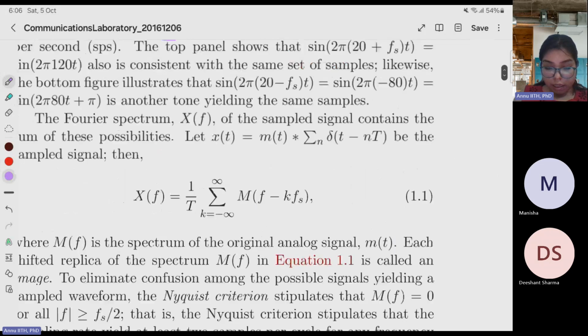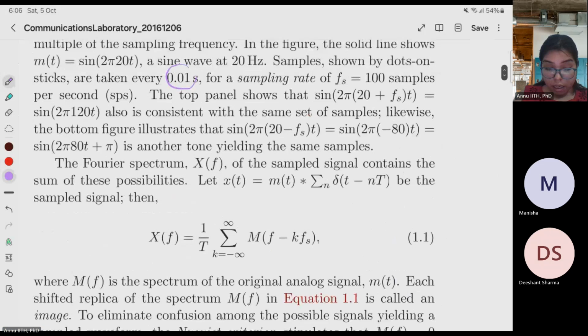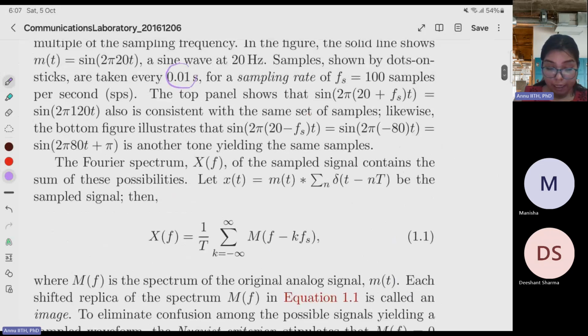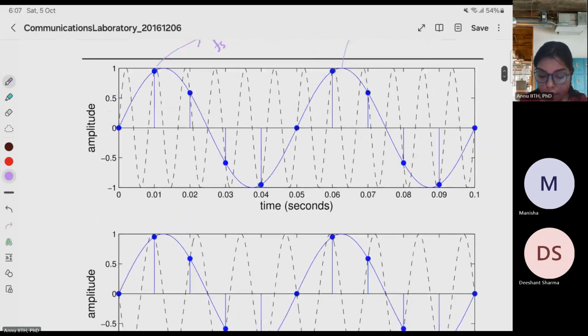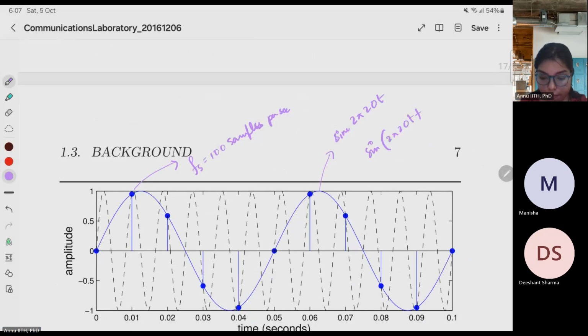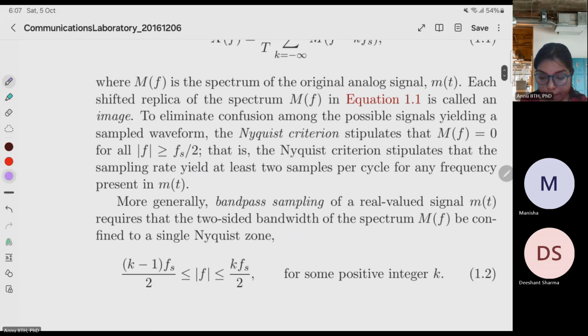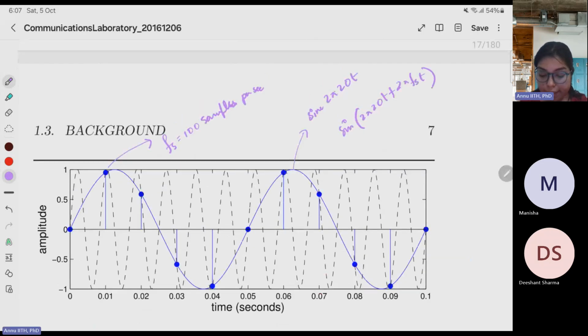The top panel shows that sine 2 pi (20 plus fs)t, which equals sine 2 pi 120t, is also consistent with the same set of samples, as the bottom figure illustrates. This is sine 2 pi (20 minus fs)t, which equals sine 2 pi minus 80t, another tone giving the same samples. So sine 2 pi 20t plus 2 pi fs t, or minus 2 pi fs t, equals sine 2 pi 20t plus some integer multiple of 2 pi fs t, giving the same samples.